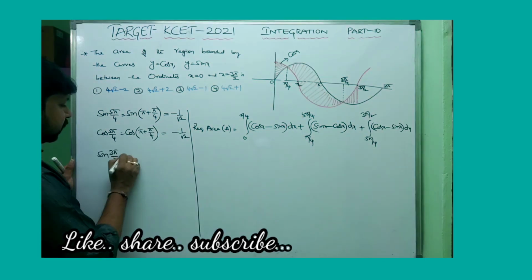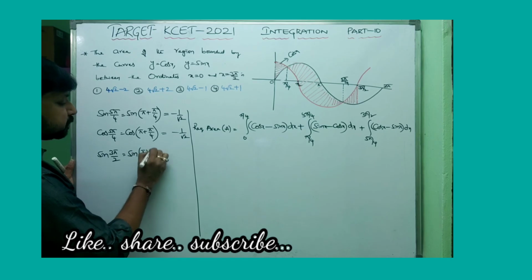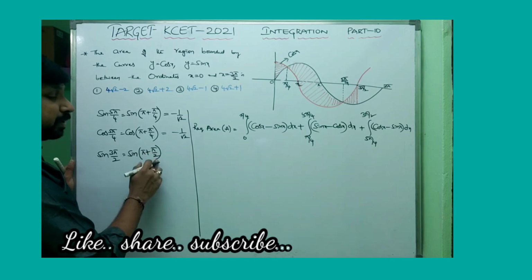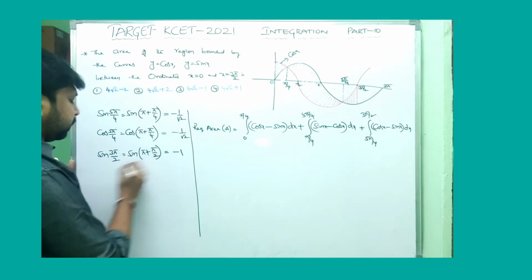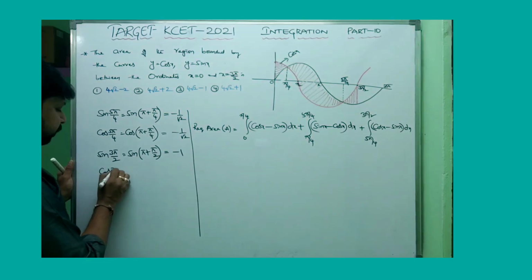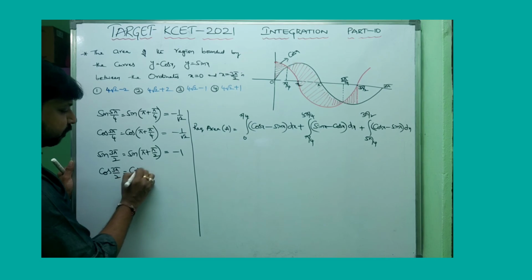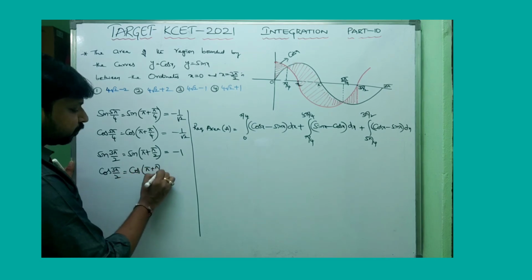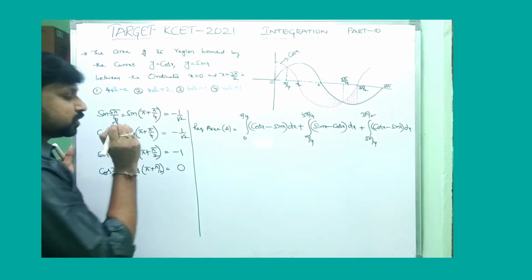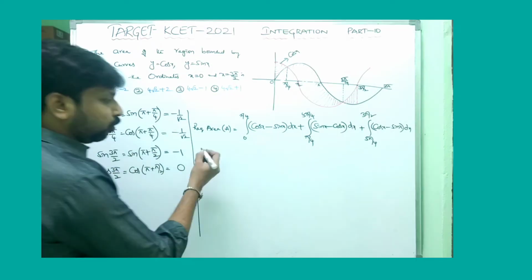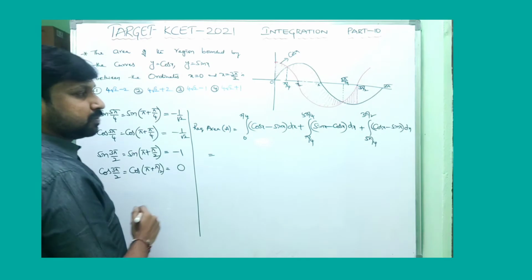Then sin 3 pi by 2. Sin 3 pi by 2 can be written as sin of pi plus pi by 2. Sin of 180 plus theta, third quadrant, negative, so minus sin 90, which is minus 1. Then cos 3 pi by 2. So cos of pi plus pi by 2, third quadrant, minus cos pi by 2, and cos 90 is 0. That's what the result is: 0. Now I am going to integrate and apply all these values.